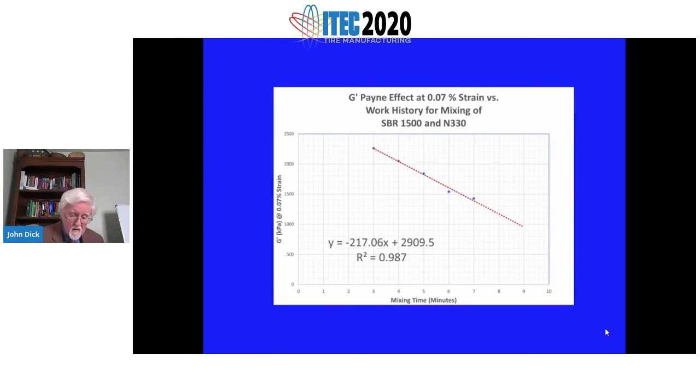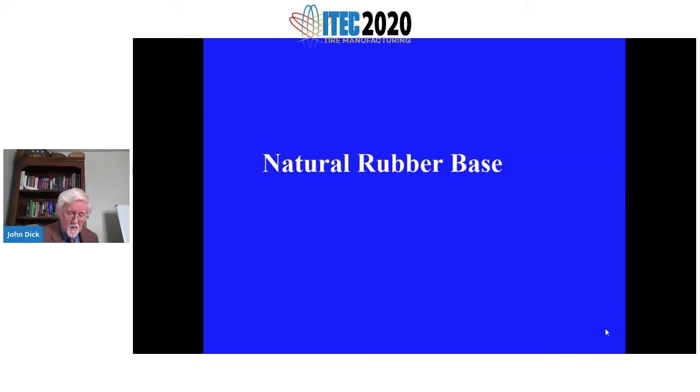So it's 98% predicted with very little error. On the next slide is a natural rubber study that we did. We're using a natural rubber base.